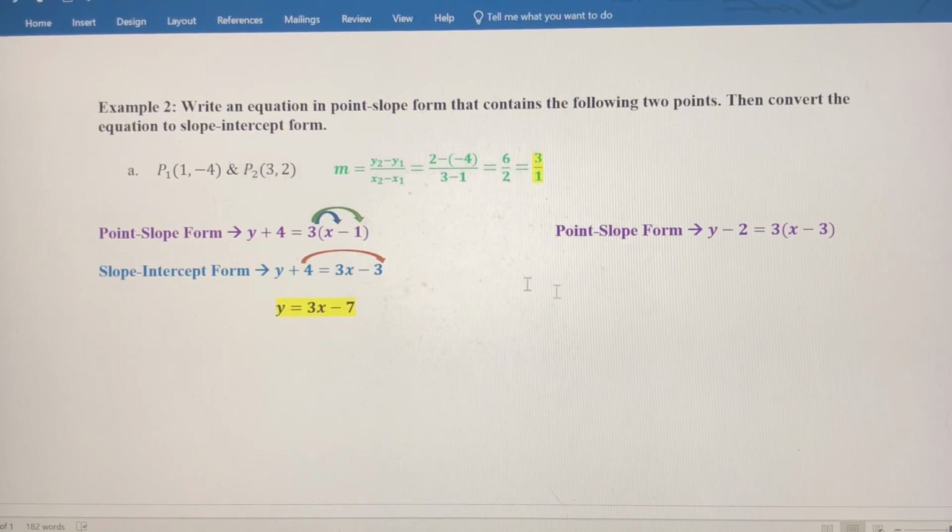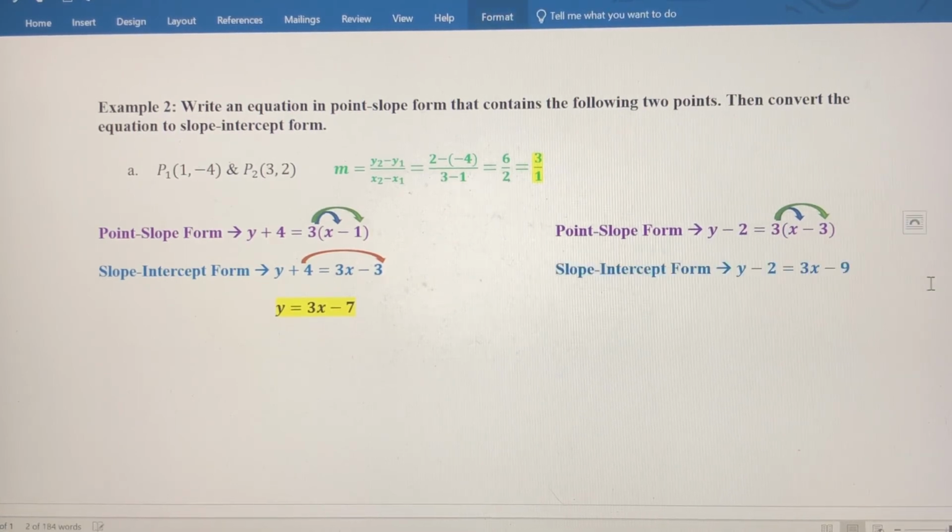All right, let's just verify that this gives me the same thing. It should. If it doesn't, then I've made a mistake. So again, we're going to distribute here. The left side is going to be y minus 2. That doesn't change. The right side is going to be 3x minus 9. 3 times x is 3x. 3 times -3 is -9. Now again, slope-intercept form, I need to get the y by itself, so I'm going to move this -2 over to the right side by adding 2. And that's also going to give me y equals 3x minus 7.